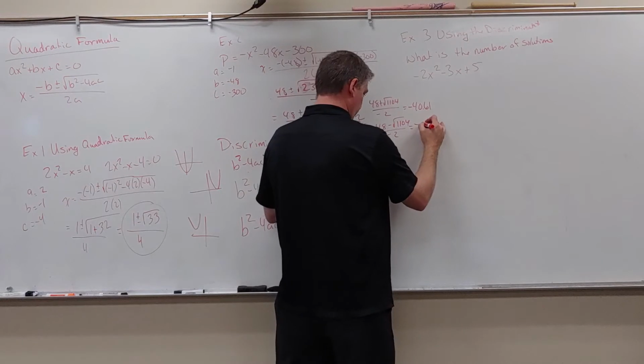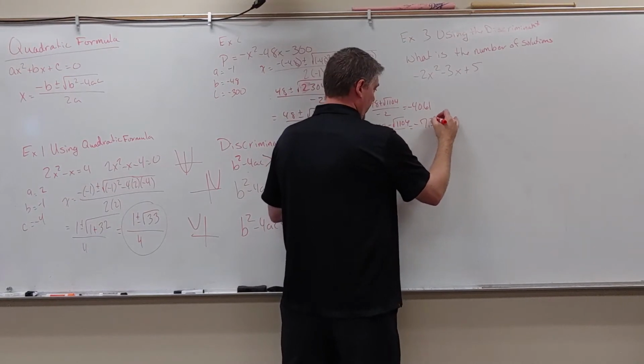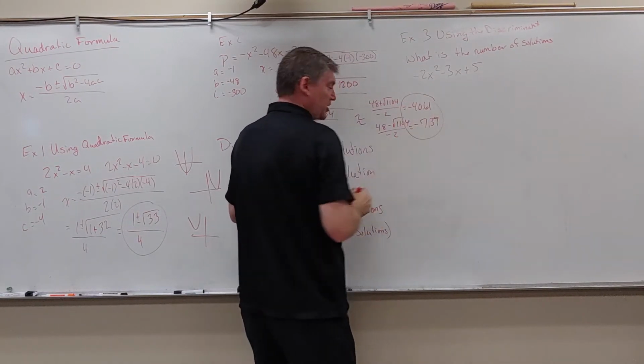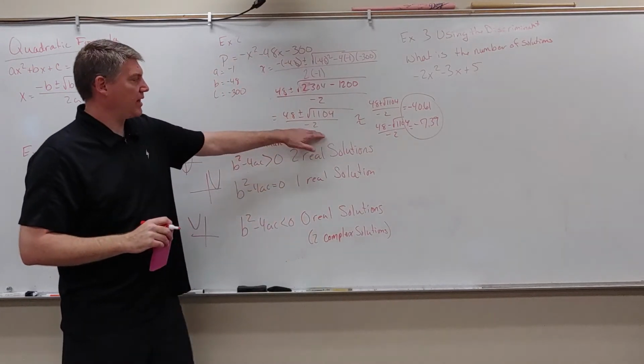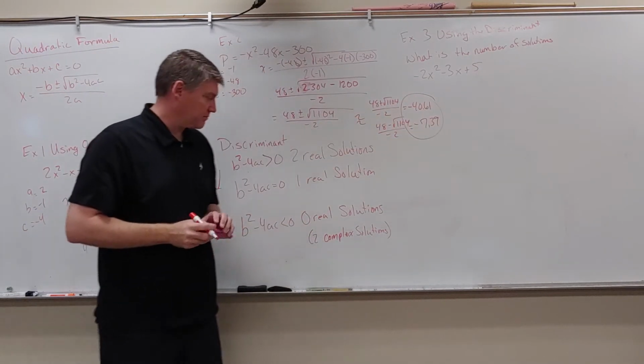And this gives me -7.39. So these are approximations, right? This is our actual answer. These are approximations, okay?